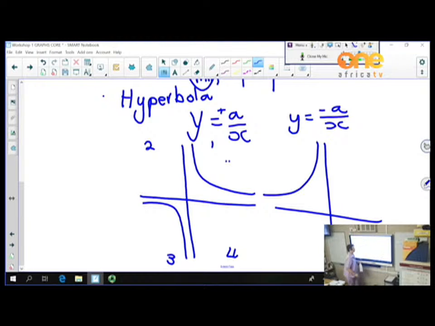You must be able to identify these graphs. You must know which one is which one. They ask questions like that.